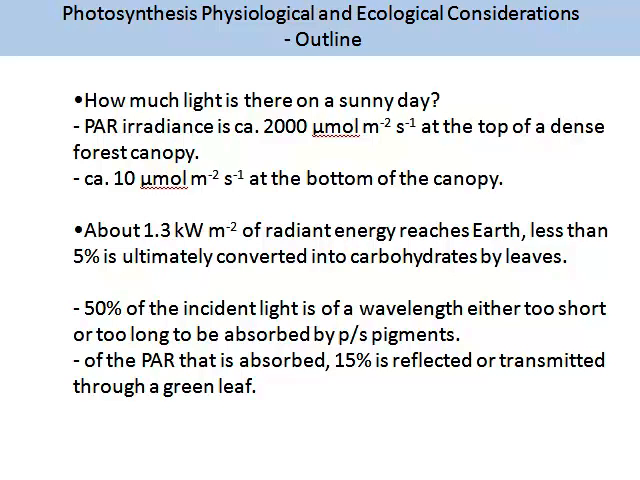About 1.3 kilowatts per meter squared of radiant energy reaches the Earth. This is less than 5% ultimately converted into carbohydrates by leaves. So 50% of the incident light is of a wavelength either too short or too long to be absorbed by the photosynthetic pigments. Of the photosynthetically active radiation that is absorbed, about 15% is reflected or transmitted through a green leaf. That means it either bounces off the leaf, is absorbed in the middle of the leaf, or travels all the way through the leaf without being used.